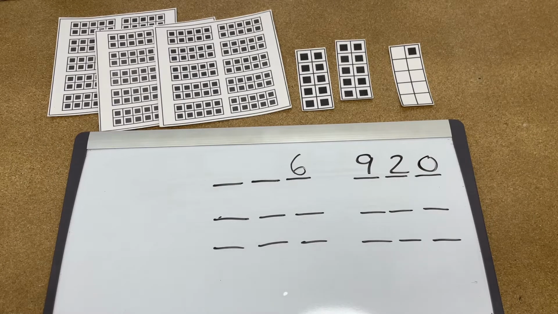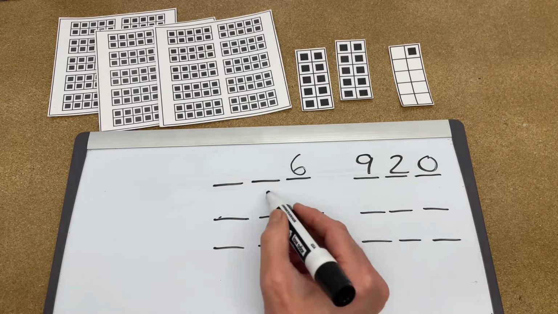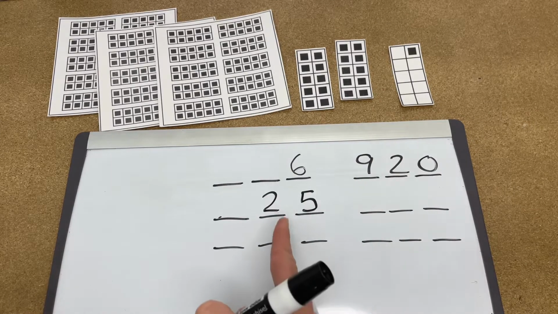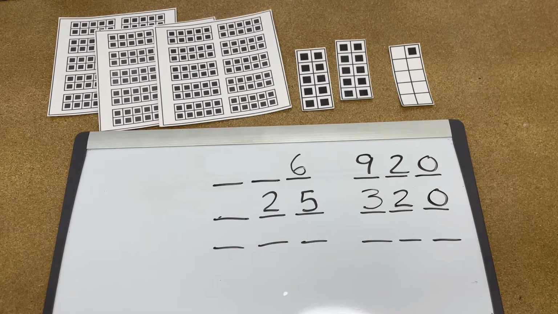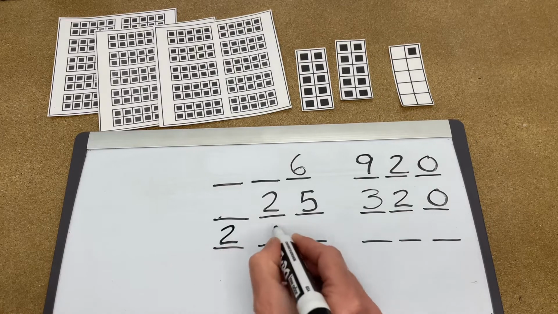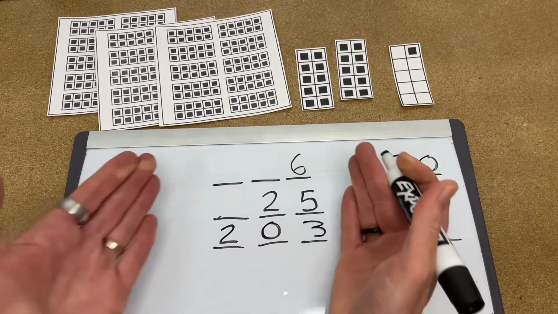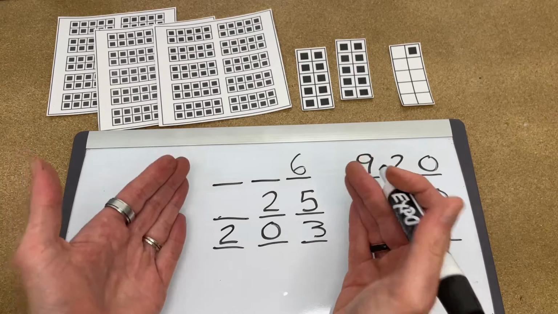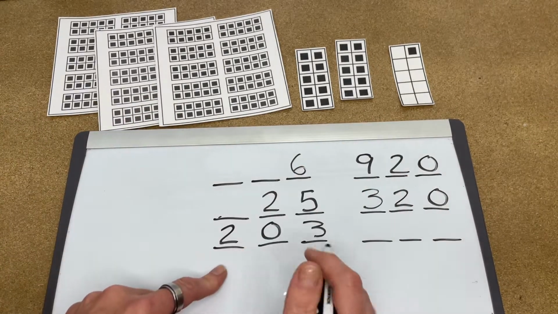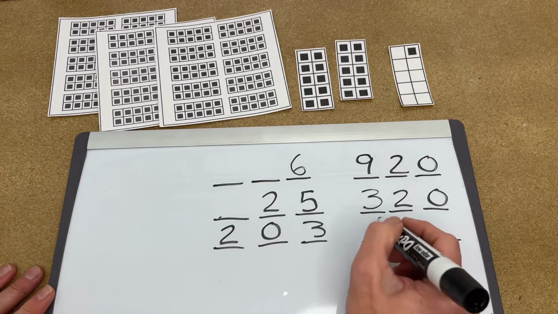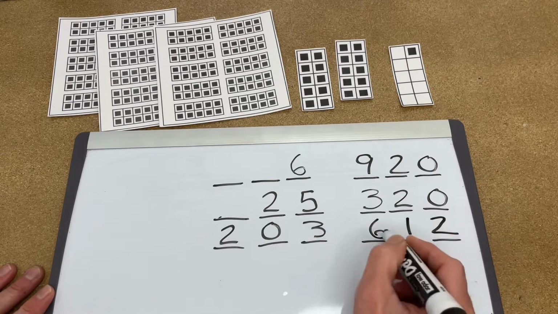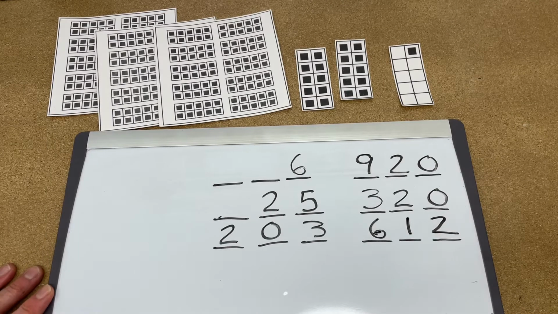What if I say 25,320? I would write 25,320 here. What if I say 203,000? So now I know how to write 203. So I just write 203 in the thousands area. 203,612. And we would write the number that way.